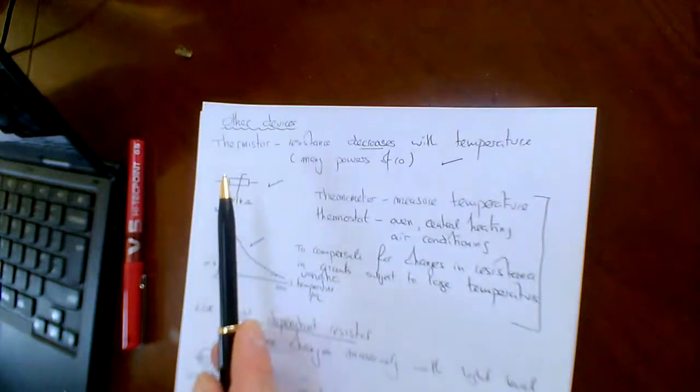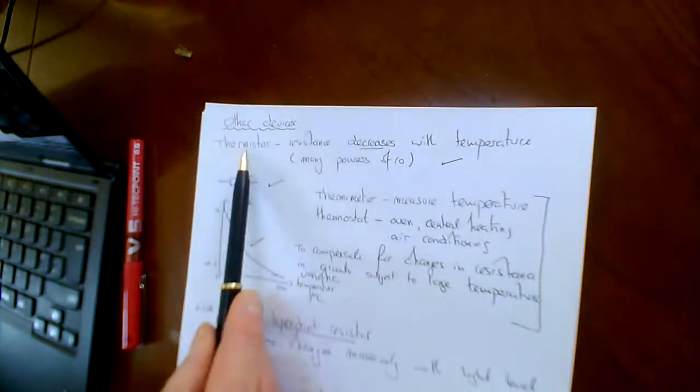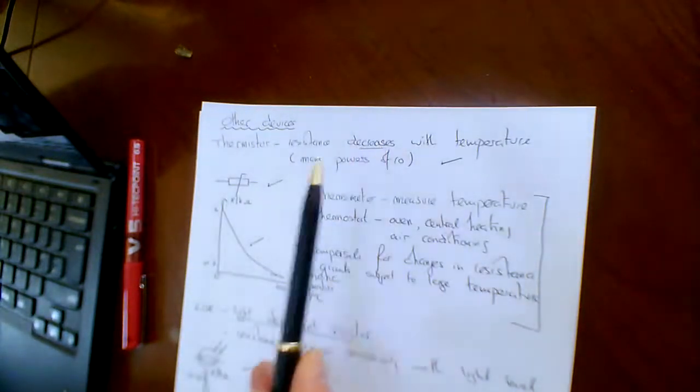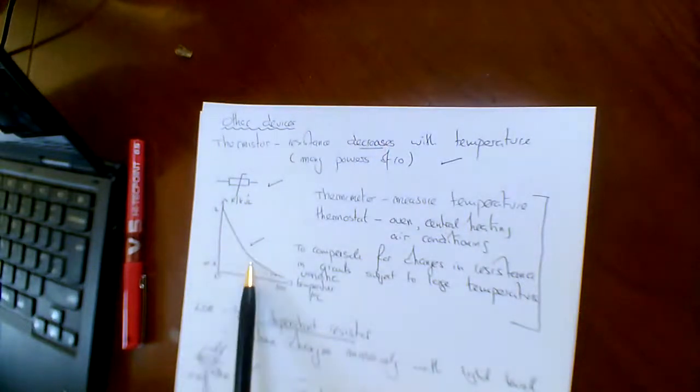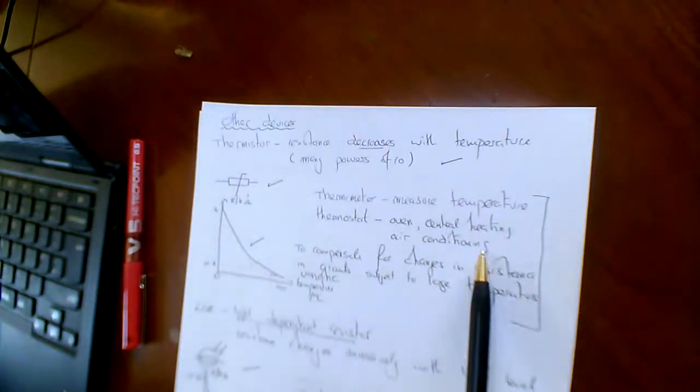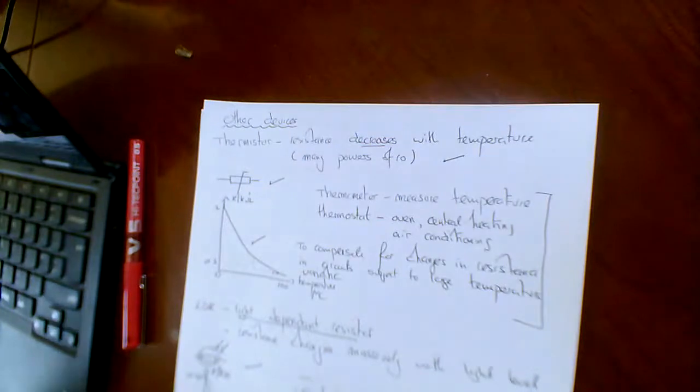And then here, finally, or firstly, in terms of when I did it, the thermistor. That's what a thermistor does. That's the symbol for it. That's the graph for it. And that's how it's used. You need to know those three devices.